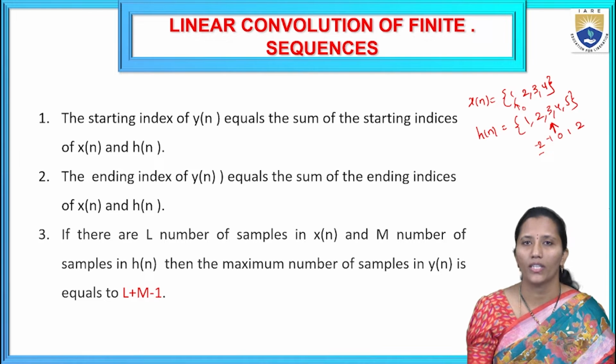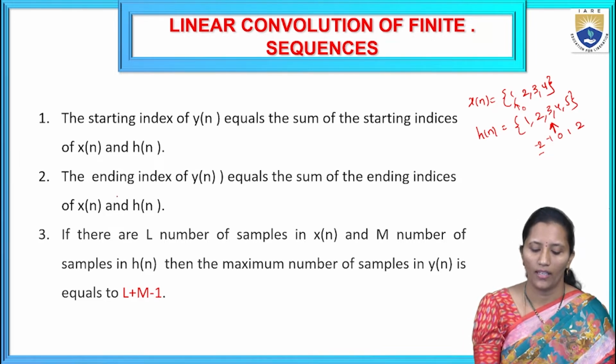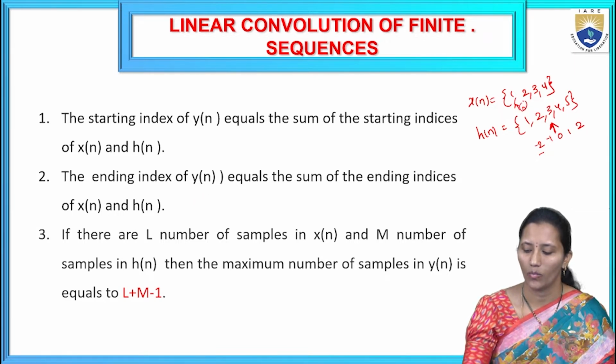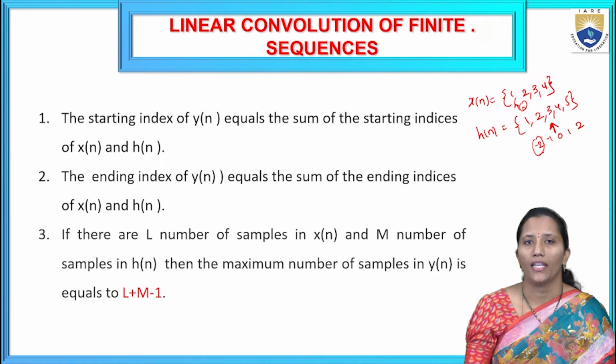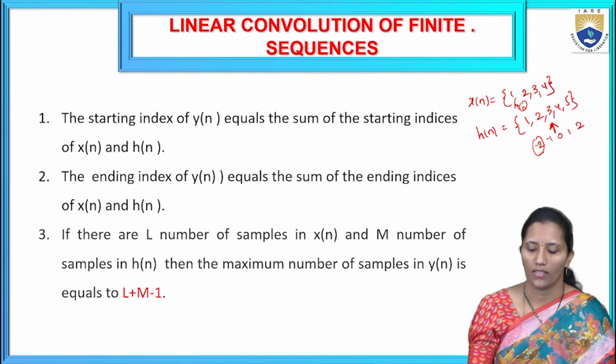So to find the starting index of y of n, the starting index of y of n is equal to the sum of the starting indices of both sequences. So x of n is starting from 0 and h of n is starting from -2. So the y of n starting index is 0 plus -2, that is -2.